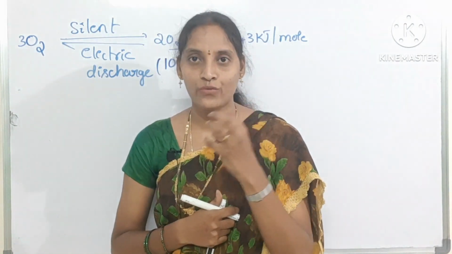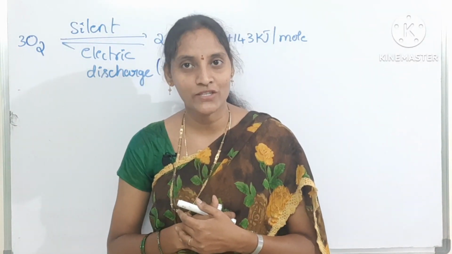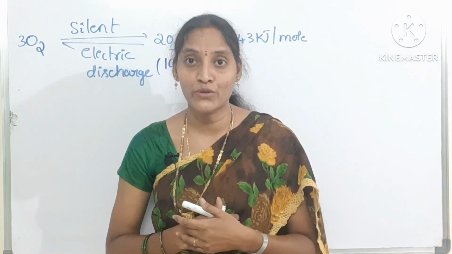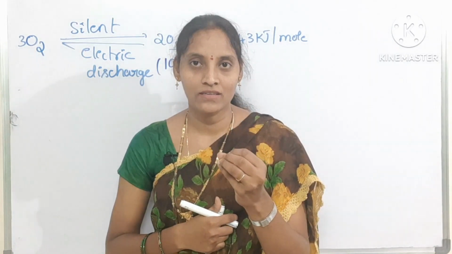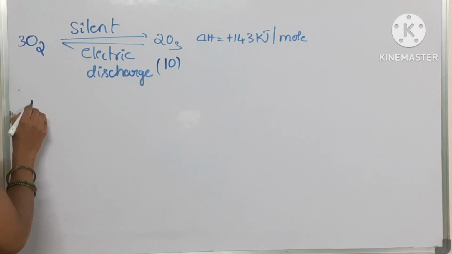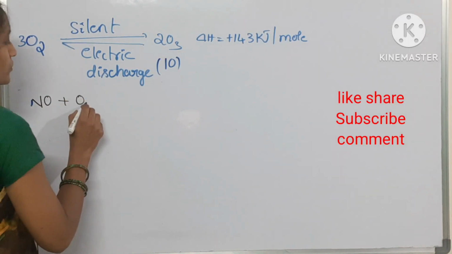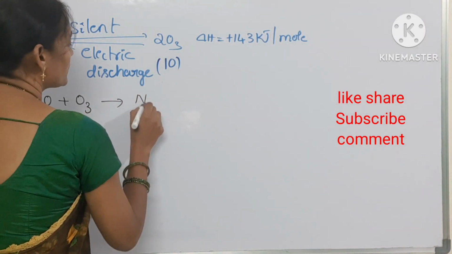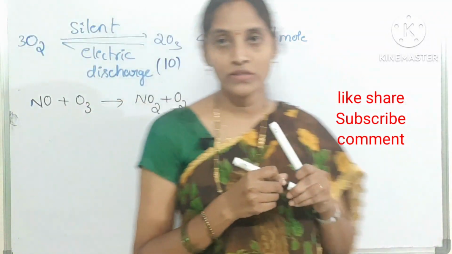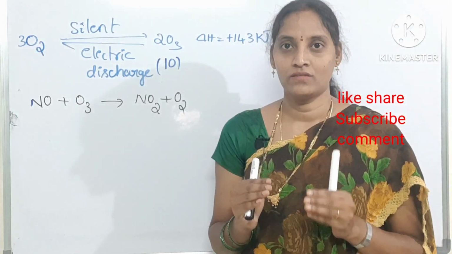If you see the harmful effects on ozone, where are they coming from? Supersonic airplane jets. They release some pollutants, especially nitric oxide. That nitric oxide reacts with ozone and gives you nitrogen dioxide and oxygen. So the formation of oxygen from ozone is a very dangerous thing for our environment.